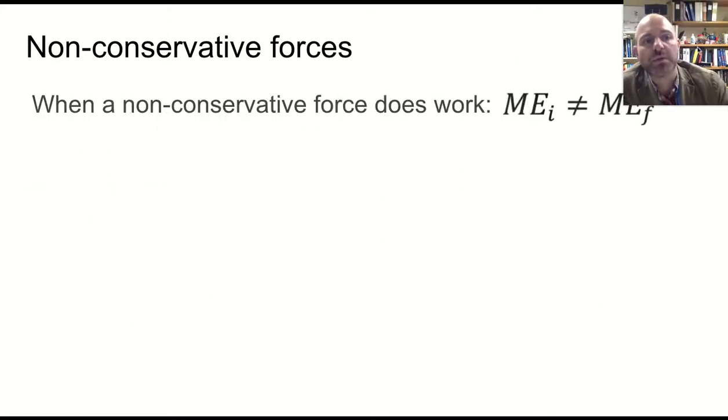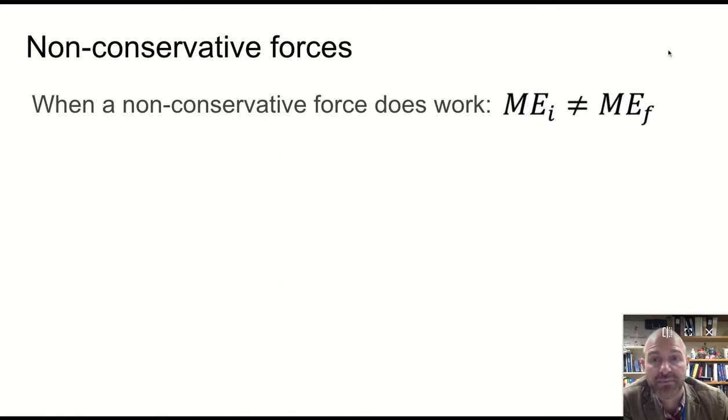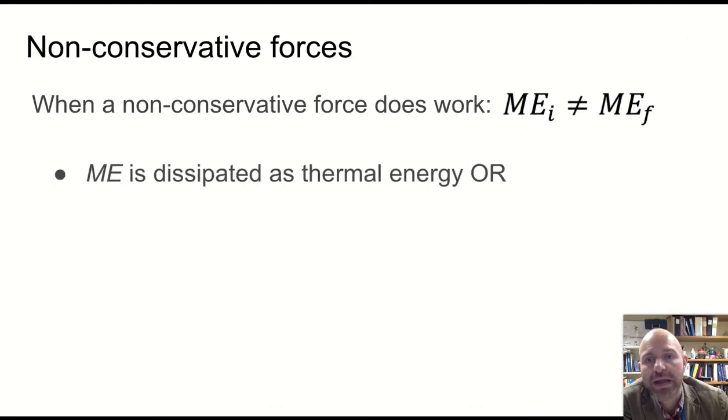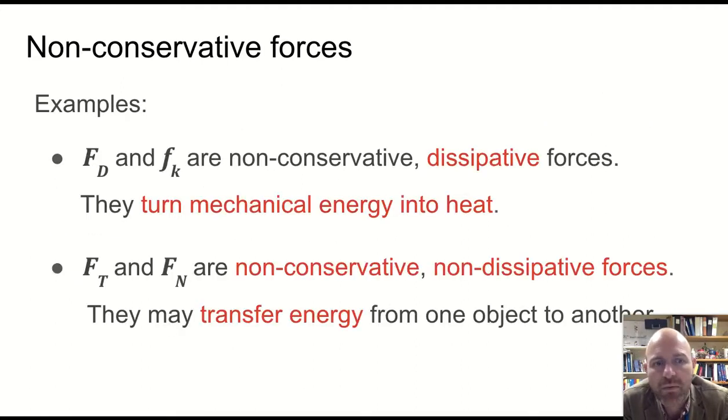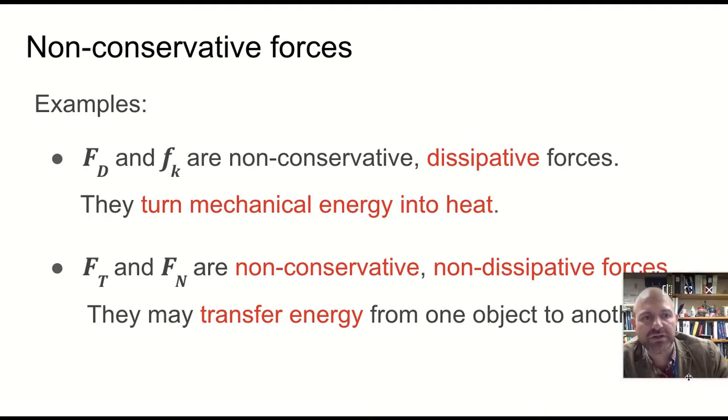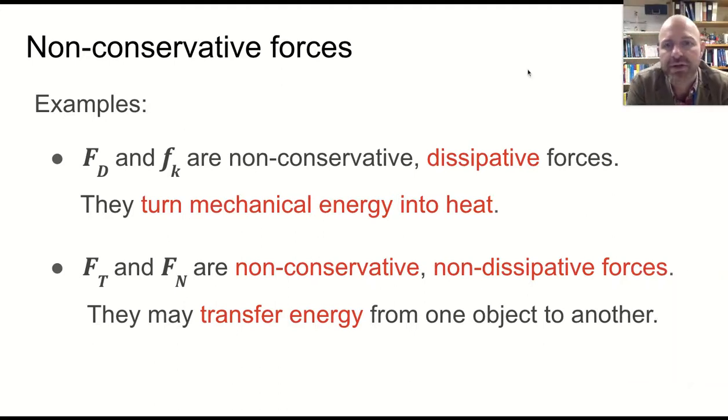When a non-conservative force does work, the mechanical energy is no longer conserved, because that's what we meant by conservation of mechanical energy. And so it either turns into thermal energy, things heat up, or it's transferred between objects in some other way. We'll get to one of the interesting things where it's transferred in collisions when we talk about momentum and impulse. But the force of drag and the force of friction are non-conservative, dissipative forces. They turn mechanical energy into heat, whereas tension and normal force are non-conservative, but they transfer energy from one object to another in interactions.